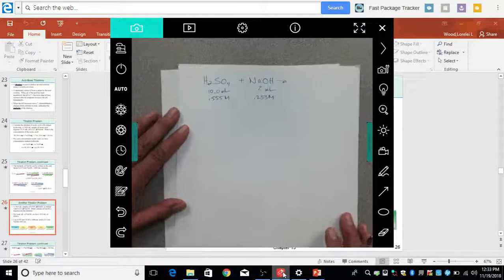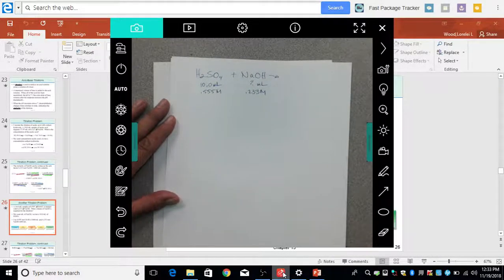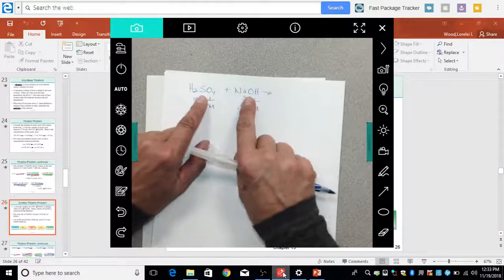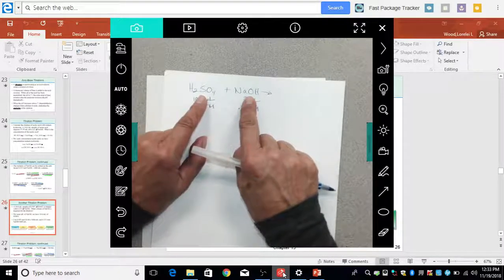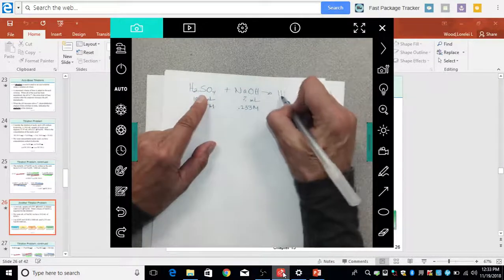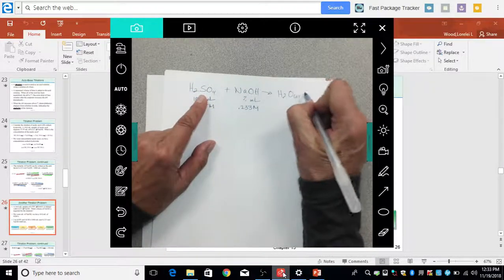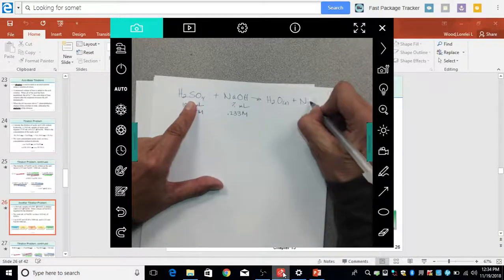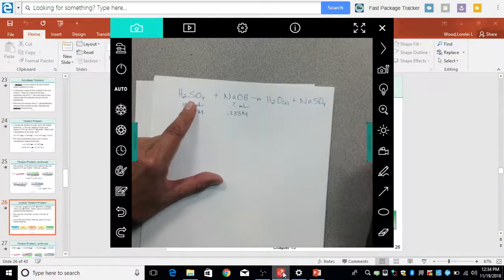Before we can go anywhere, we have to balance this to figure out how many pieces we need on each side of the equation. Since it's an acid-base reaction, what are the 2 things I'm always going to get? Water and salt. So we've got some water there. And what's my salt going to be? Some sodium sulfate. Here's where we have to go back 8 weeks and look at nomenclature.